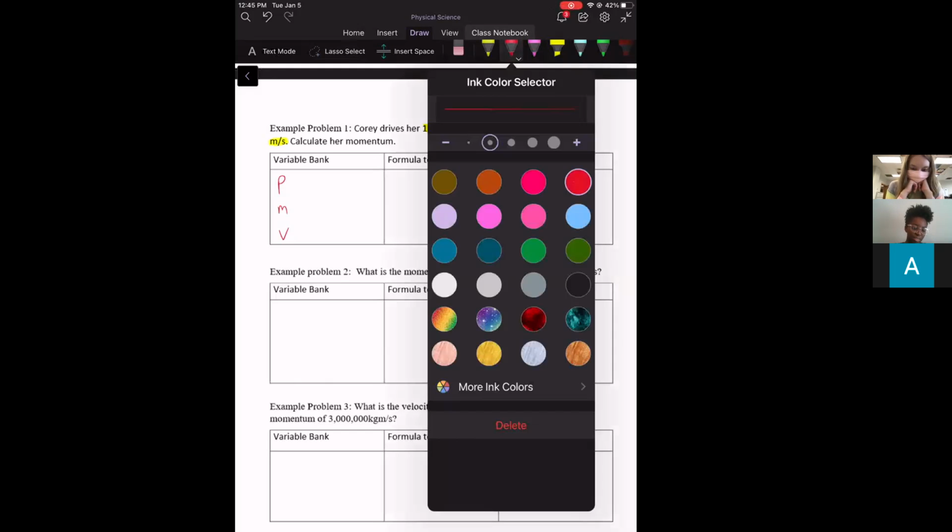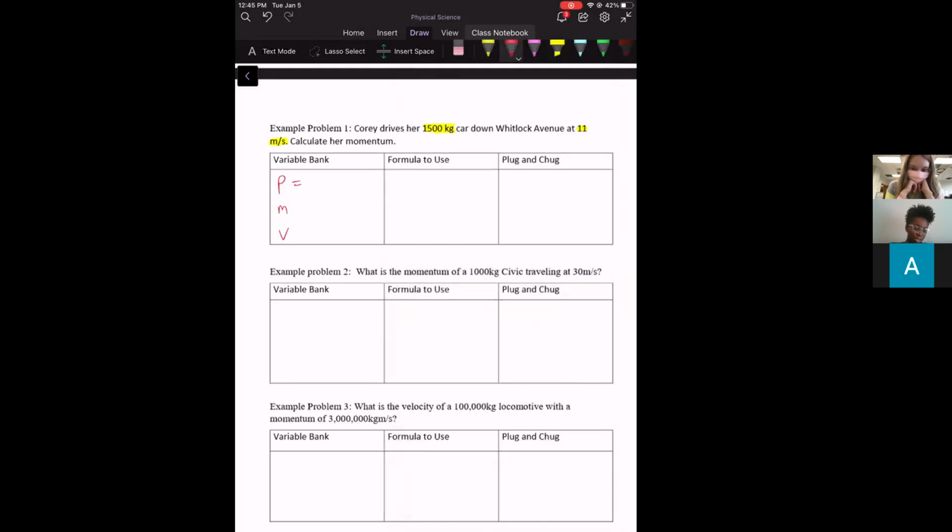So the first thing is, let me ask you this. Which one of these are we looking for? Are we looking for P, M, or V? P. P as in Peter, right? Yeah. Okay. We are looking for P. Very nice. All right. So we have two numbers left. We have 1,500 kilograms and we have 11 meters per second.